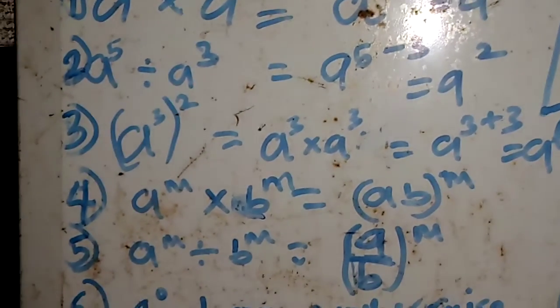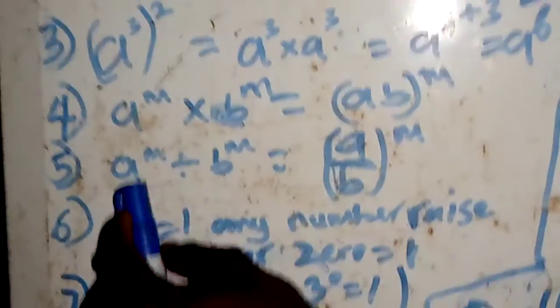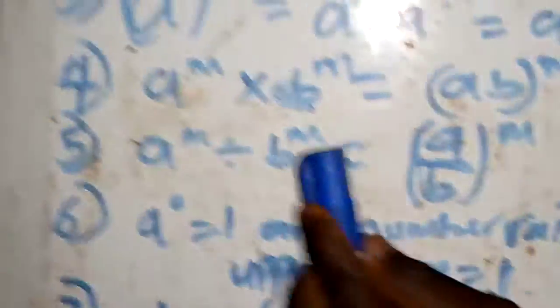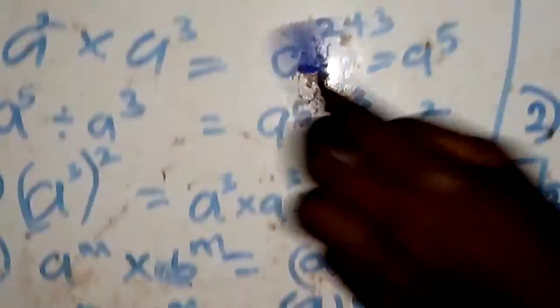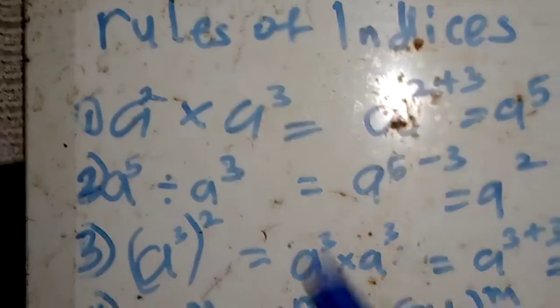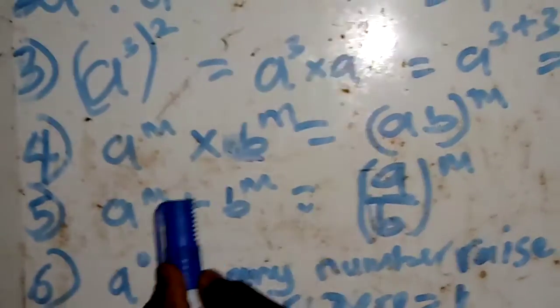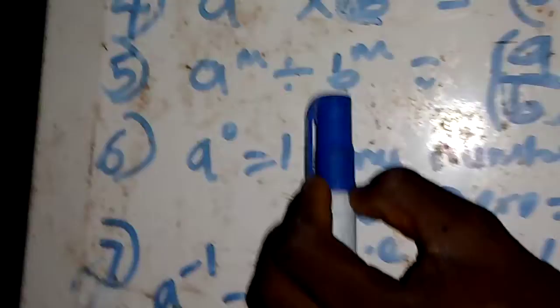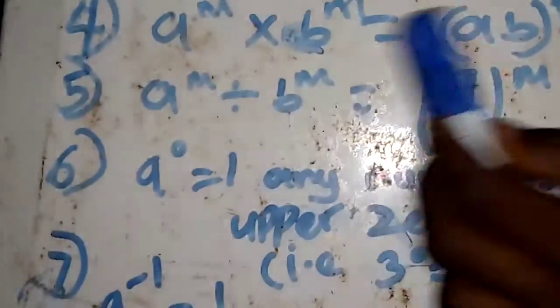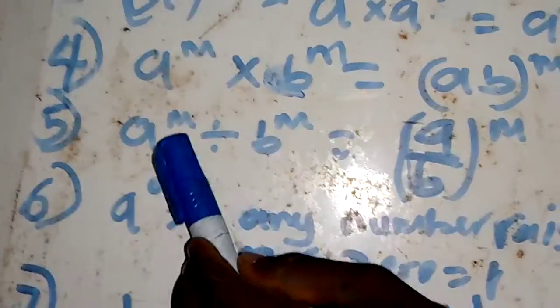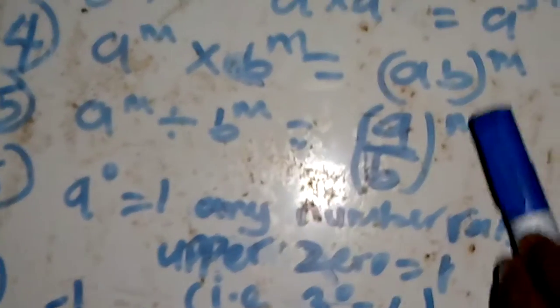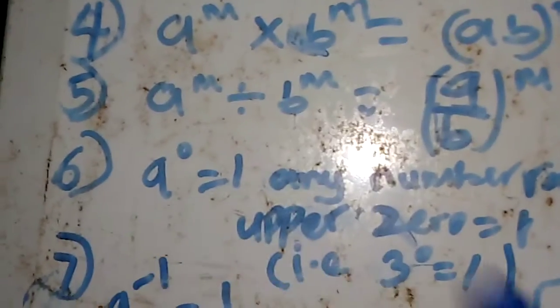Moving to the fourth rule. Looking at this, it is different from the ones we just treated, rule 1 and rule 2. Here we have different bases but the same power. So it says with the same power, you pick one base or the other and divide it. a divided by b is still a divided by b. So looking at this, it is true.